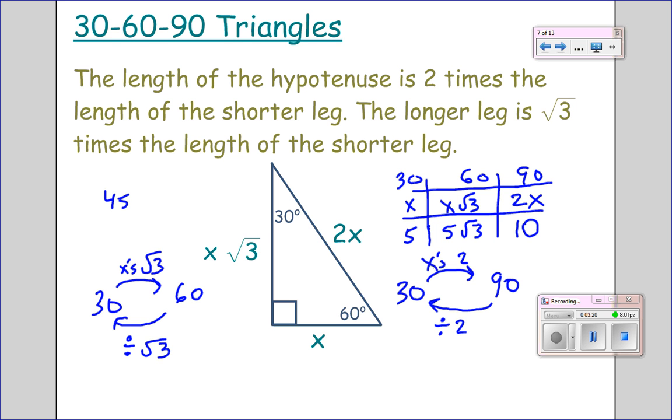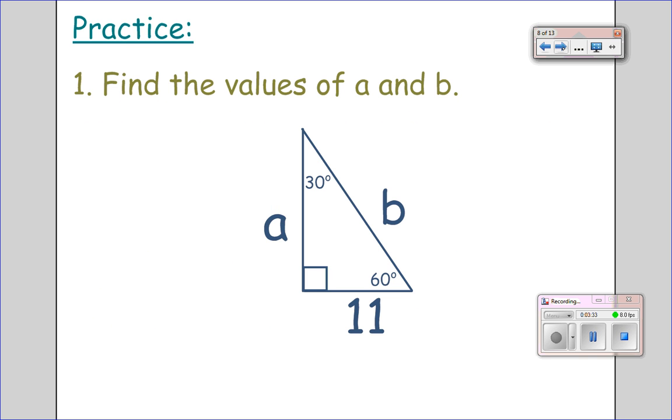Of course, yesterday we learned this as a review. From 45 to 90, it was times root 2. And then from 90 to 45, it was divided by root 2. So these are all patterns that you should know and memorize. So let's try some out.